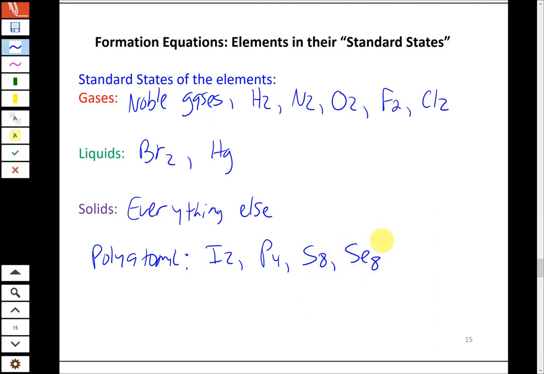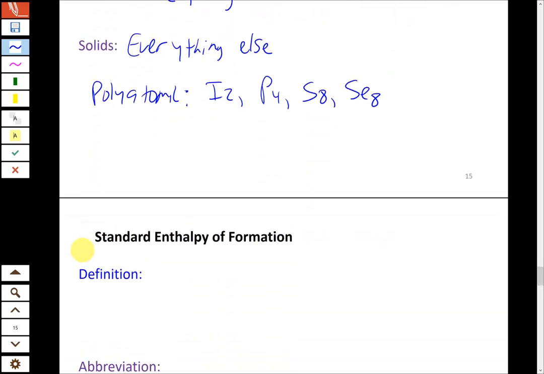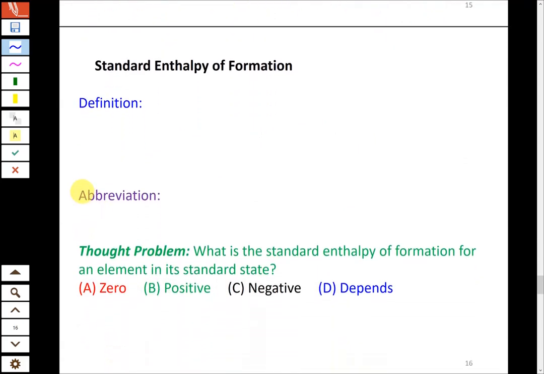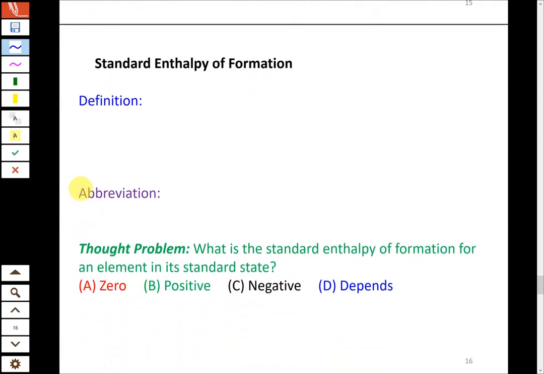Everything else is just going to be the element by itself, so C for carbon, Fe for iron. There's no polyatomic nature to any of the other ones except for the ones that I've listed here. All right, so those are what the standard states of all the elements look like. That's always going to be the reactant in a formation equation, and the enthalpy change associated with that is going to be called the enthalpy of formation.